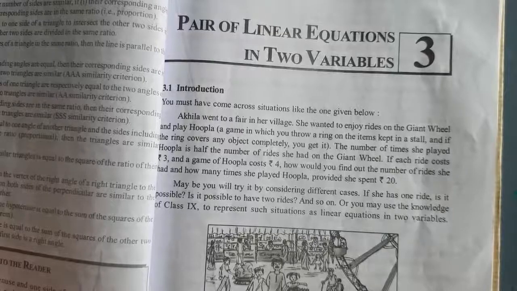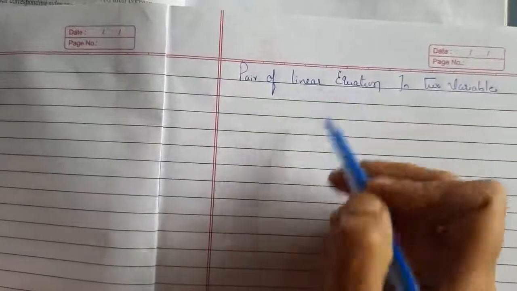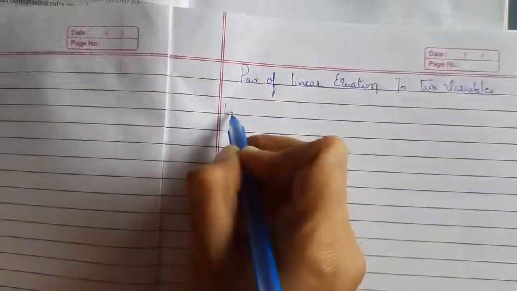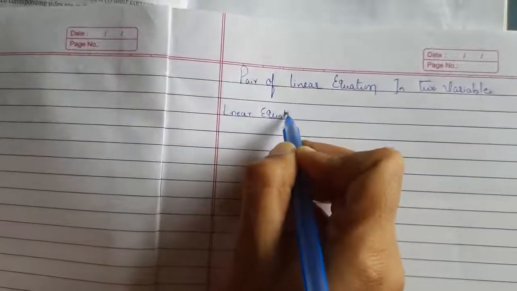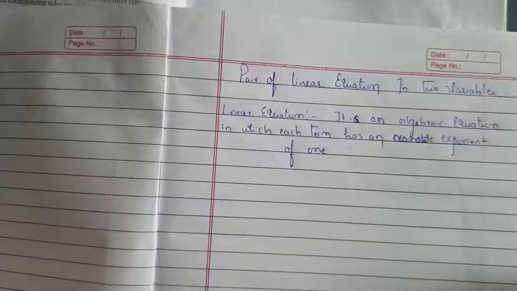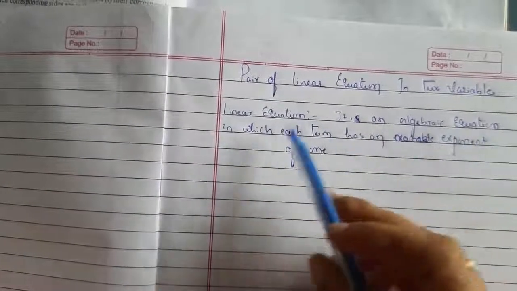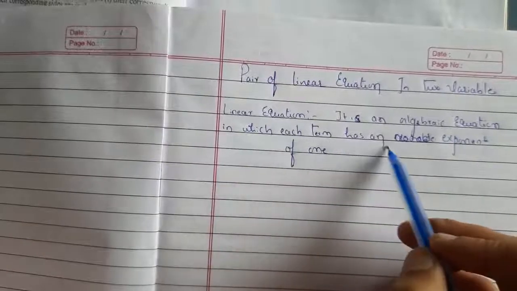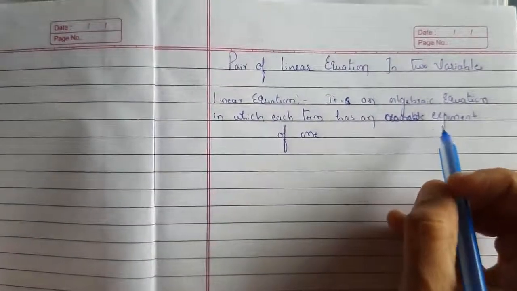Students, here linear equation means, tell me what do you mean by linear equation? See the definition. It is an algebraic equation in which each term has an exponent of 1. What did you understand by this?